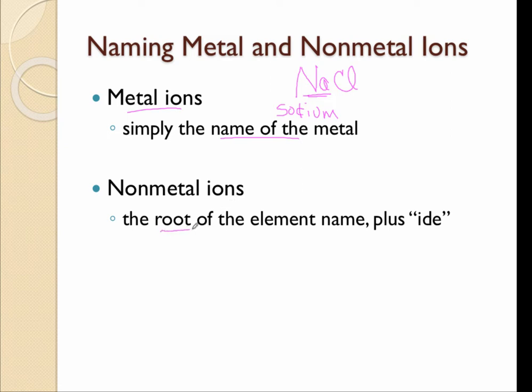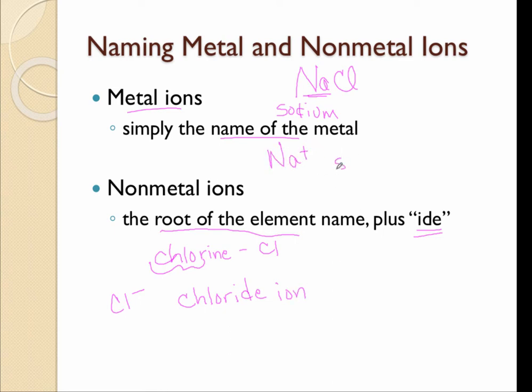Nonmetal ions, we take the root of the element name, and sometimes this is difficult, so we'll go through a couple of examples, plus the ending "ide." So chlorine is the name of the element Cl. The root of chlorine is chlor, so if I have the Cl minus ion, the name of that ion is the chloride ion. And Na plus is called the sodium ion.